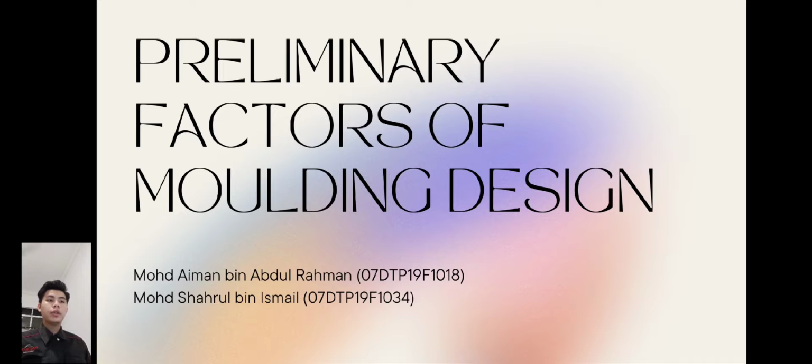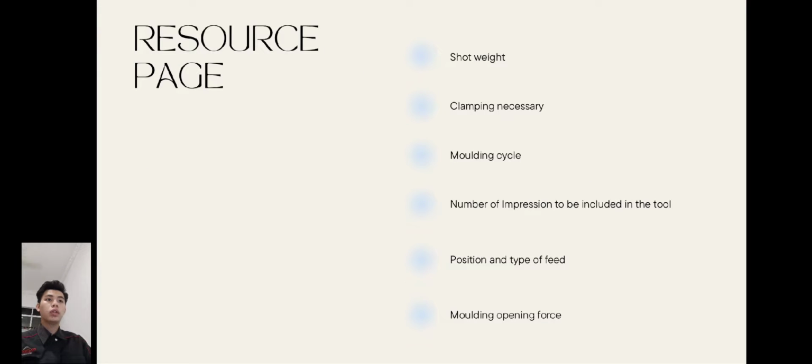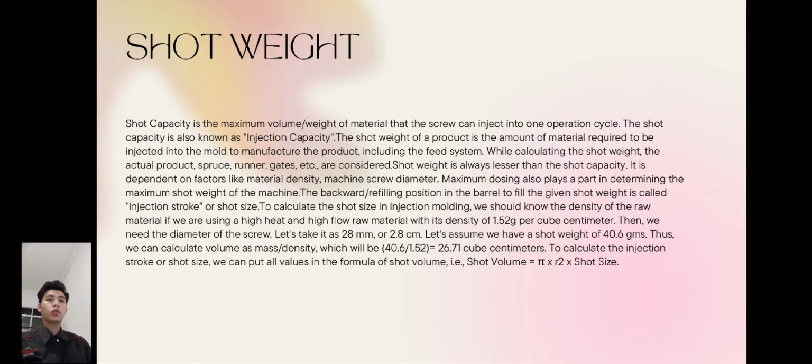So after this, I will talk about the primary factors of mold design. These factors are the shot volume, clamping force, molding cycle, number of impressions to be included in the tool, position and type of feed, and mold opening force. The first is shot volume.